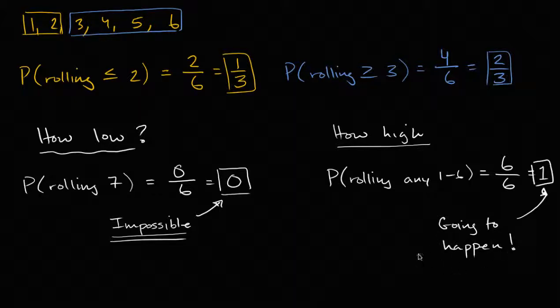It's definitely going to happen. So the maximum probability for anything is 1. The minimum probability is 0. You don't have negative probabilities, and you don't have probabilities greater than 1.